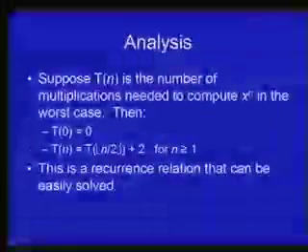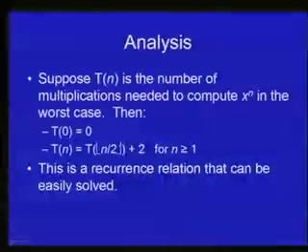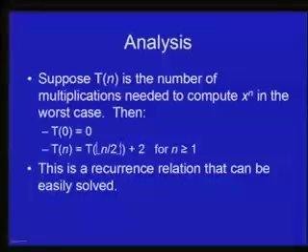So let us say we denote the number of multiplications needed to compute x to power n in the worst case as Tn, where T is a function of n. Clearly the number of multiplications required will be a function of n, and we have to find what this function Tn is. So clearly you can see that T0 is 0, because x to power 0 is 1, and we can compute that without using any multiplications.